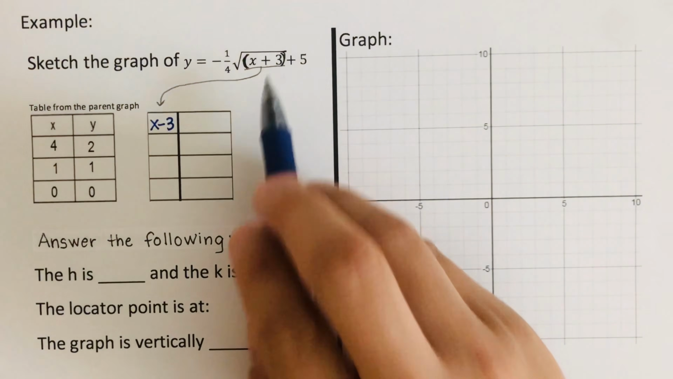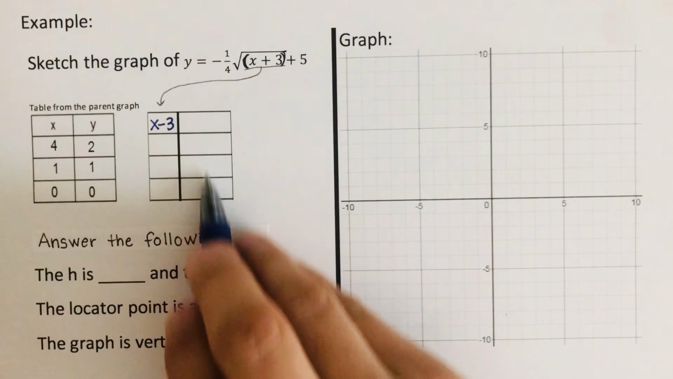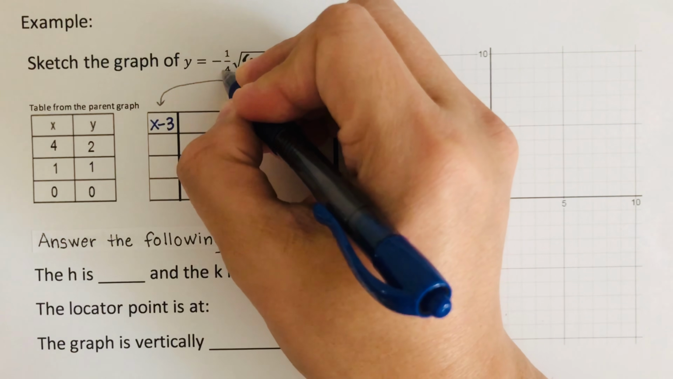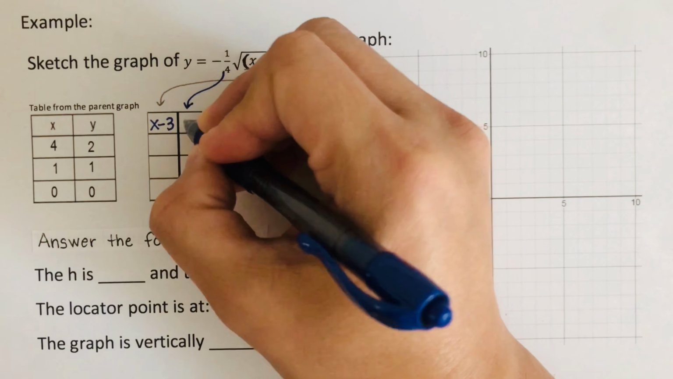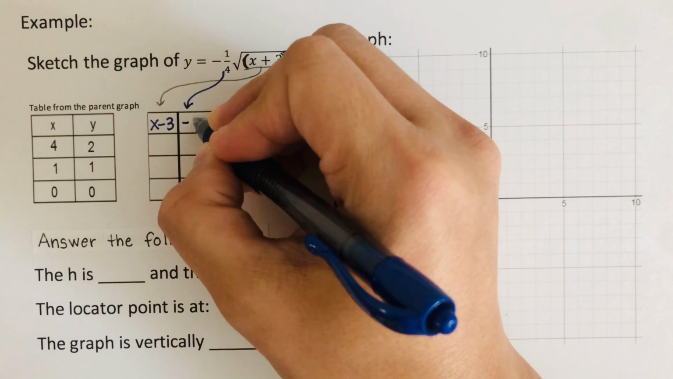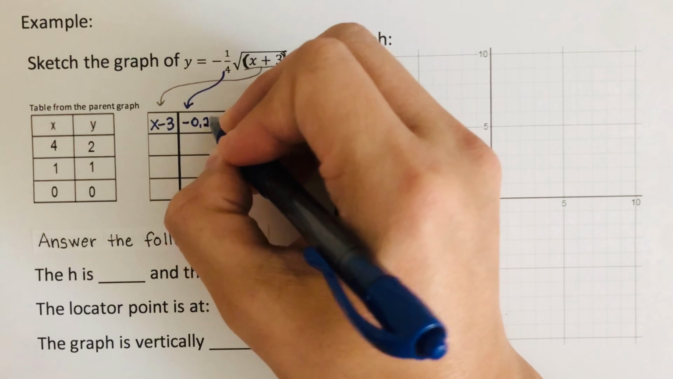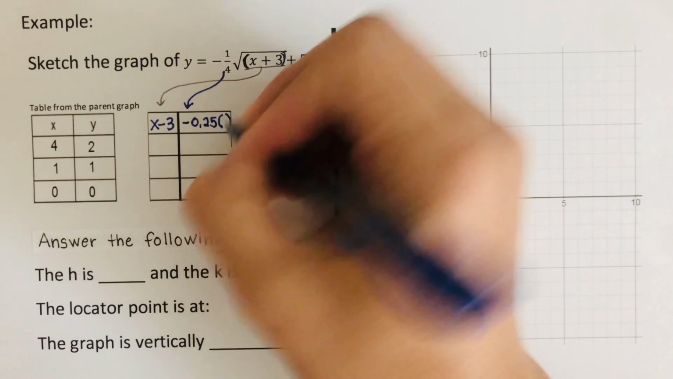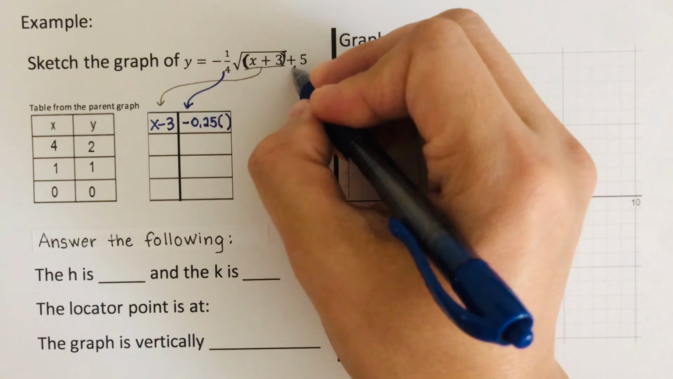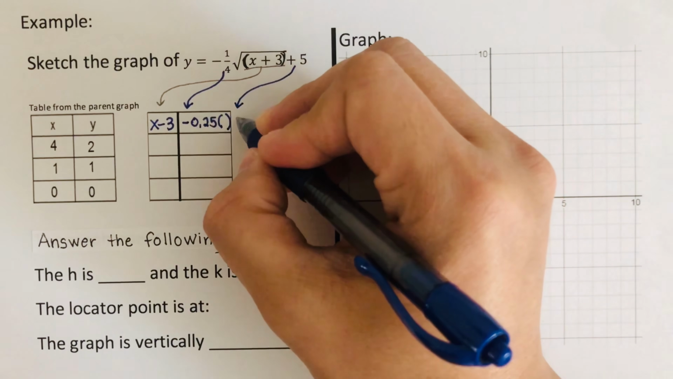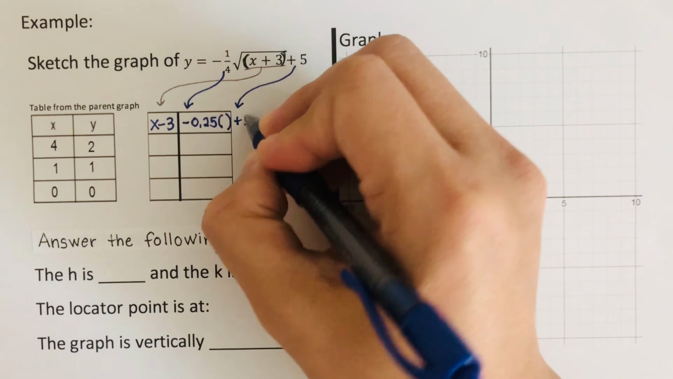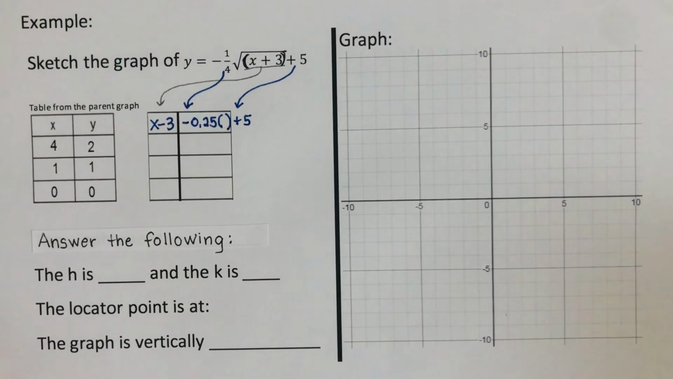And then right here on this second column, we're going to use this. That's going to be the a. So negative 1/4 is actually negative 0.25. And then we put in the y. And then we add the k, plus 5. So I'm just going to add 5 here. So then we're ready to fill this in.